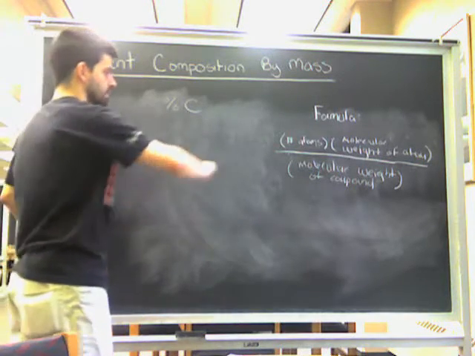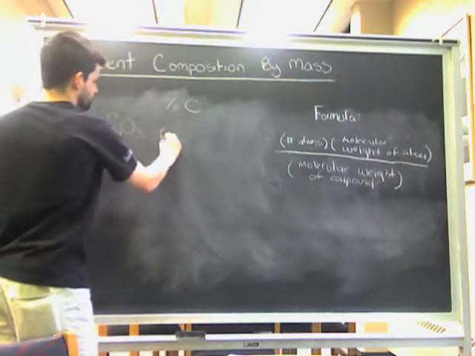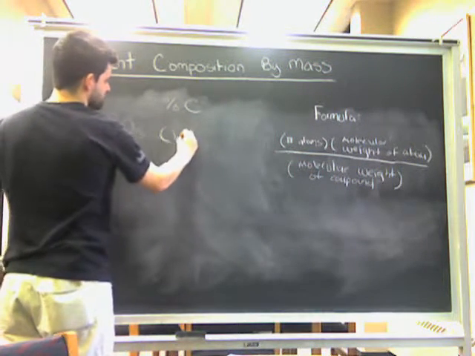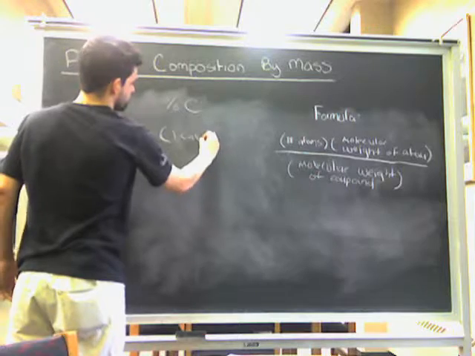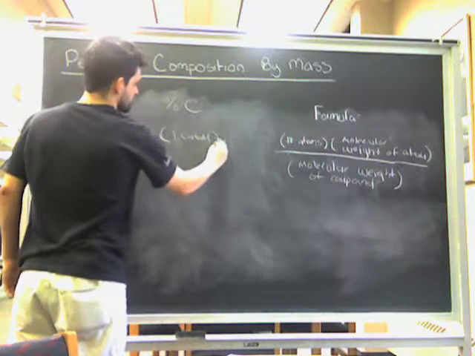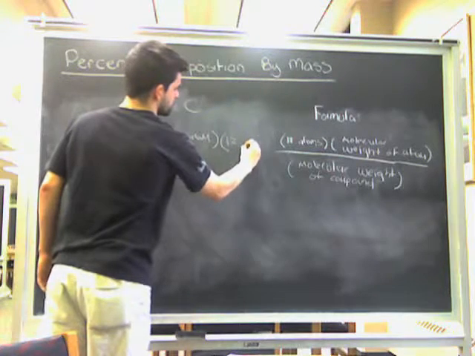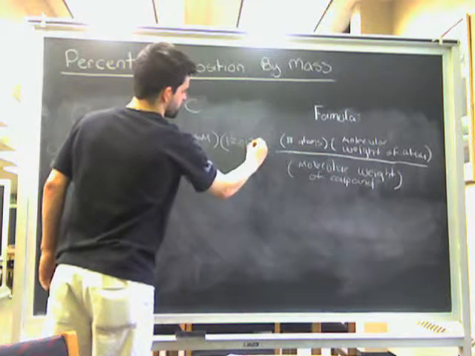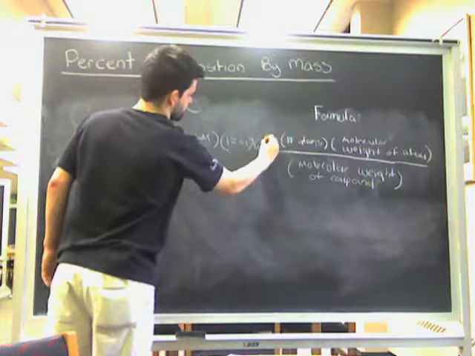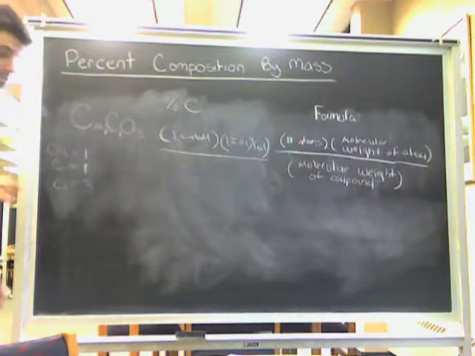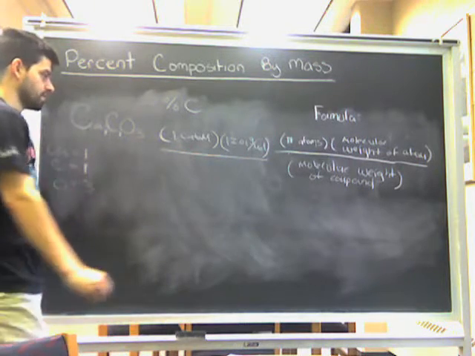So again, going at our formula, we have 1 carbon atom times 12.01 grams per mole. Remember, keep your units, guys. All over the molecular weight of calcium carbonate.